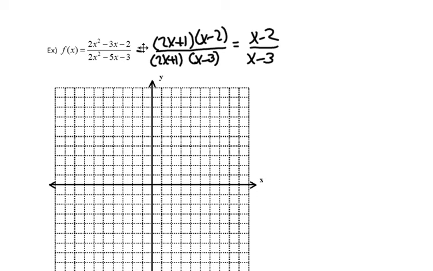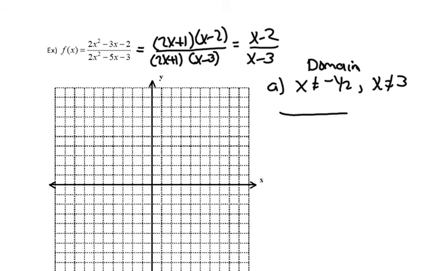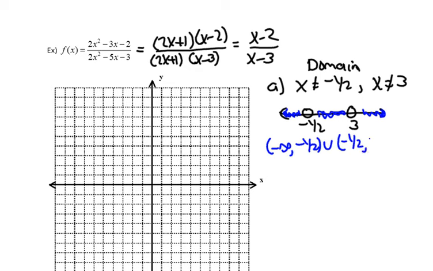Okay, so for part A then, the domain, go back to the original factored form. We know that x cannot equal what? Negative a half, and x cannot equal 3. So writing that in interval notation, putting the negative a half and 3, I can shade in here, here, and here. So in interval notation would be written like this.